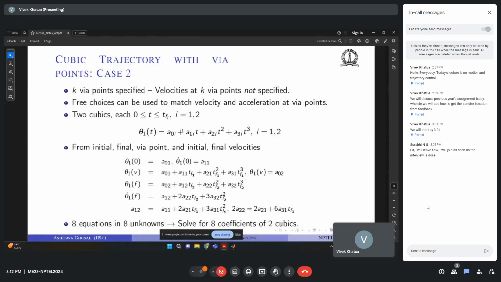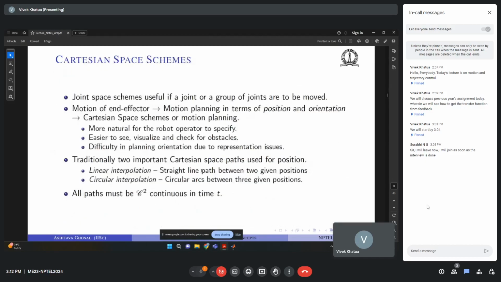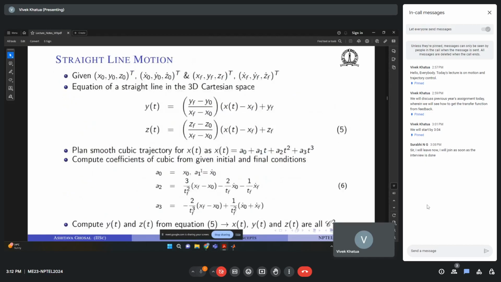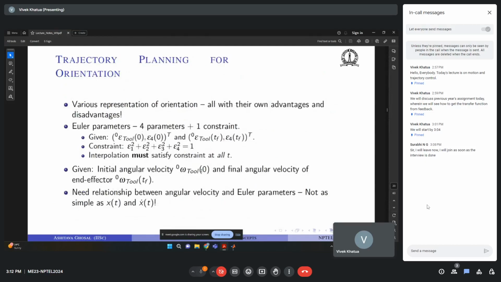Again, there are multiple cases to it. Here you can see there is acceleration c0 continuity, but c1 continuity is lost. That means there will be a discontinuity in the jerk that is applied onto the link, so onto the joint, sorry. We will also skip this. This is a couple of things that you can go through.